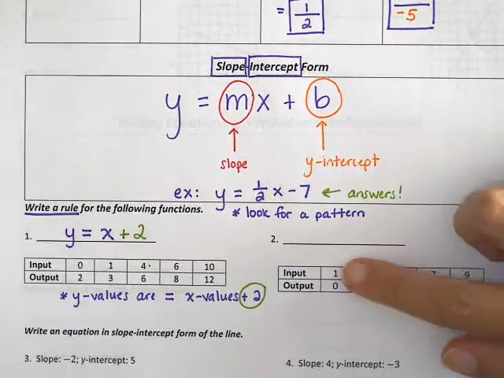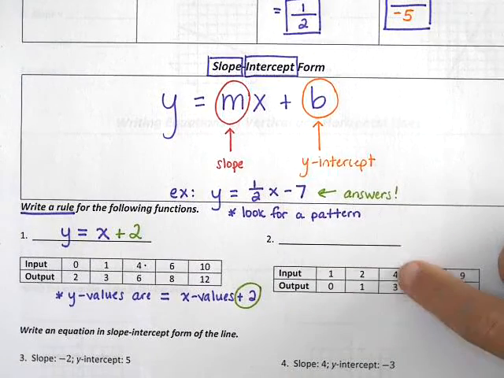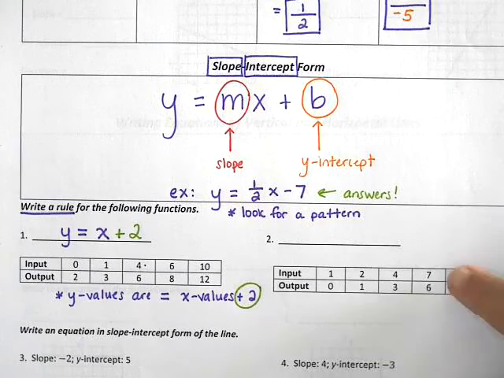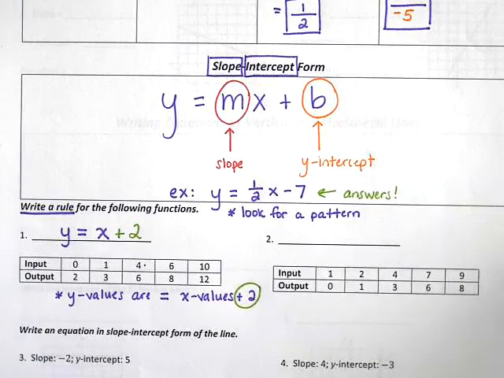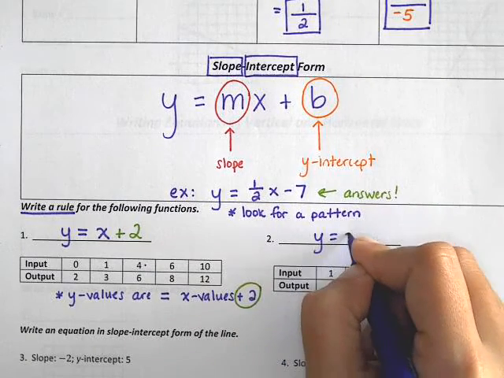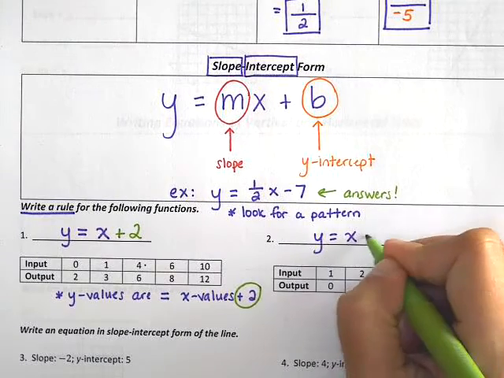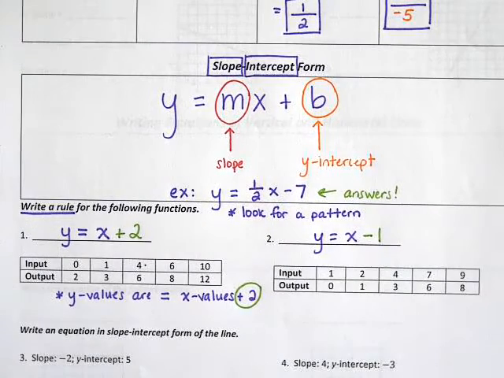When I plug in 1, I get 0. When I plug in 2, I get 1. When I plug in 4, I get 3. When I plug in 7, I get 6. And when I plug in 9, I get 8. My pattern that I'm noticing is that all of the y values are equal to the x values minus 1.